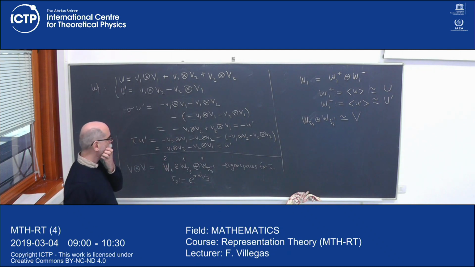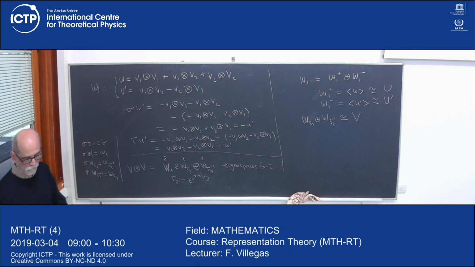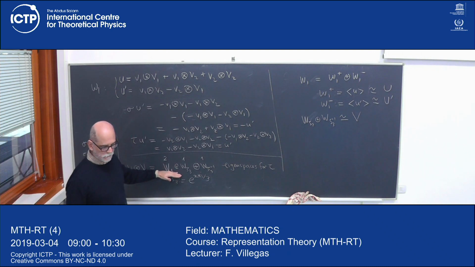Okay? I have a question. We know that V is an irreducible representation. Yep. But this says it is reducible because it is written as a sum of two. This decomposition only involved tau, not sigma.